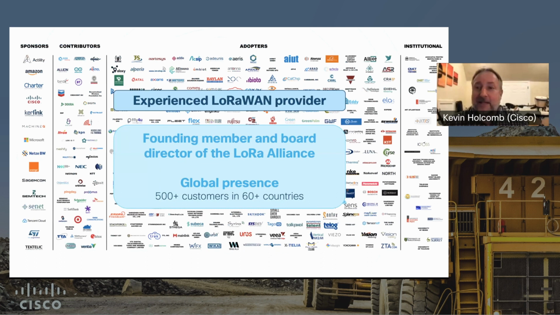Okay, so Cisco has been in the LoRaWAN business for a long time. We were one of the initial members, right when LoRaWAN was first rolling out, probably around 2015, 2016. We're a founding member of the LoRa Alliance, the body that works to standardize LoRaWAN, a pretty broad global organization. Since we started, we've grown to over 500 customers in over 60 countries, so we've got a lot of experience deploying LoRaWAN.